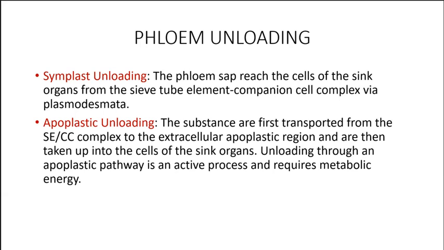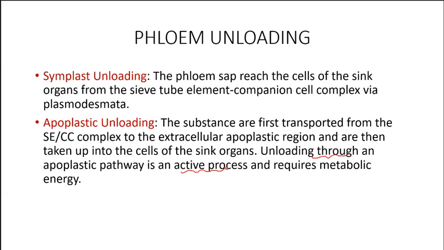Now coming to the last part, phloem unloading. Phloem unloading also happens by symplastic and apoplastic pathway. Phloem unloading is the movement of the solute from the sieve element to the sink tissues. In the symplastic pathway, the sap reaches the cells of the sink via the plasmodesmata, and in the second case it reaches the sink via the apoplastic pathway. The movement through the apoplastic pathway is an active process.